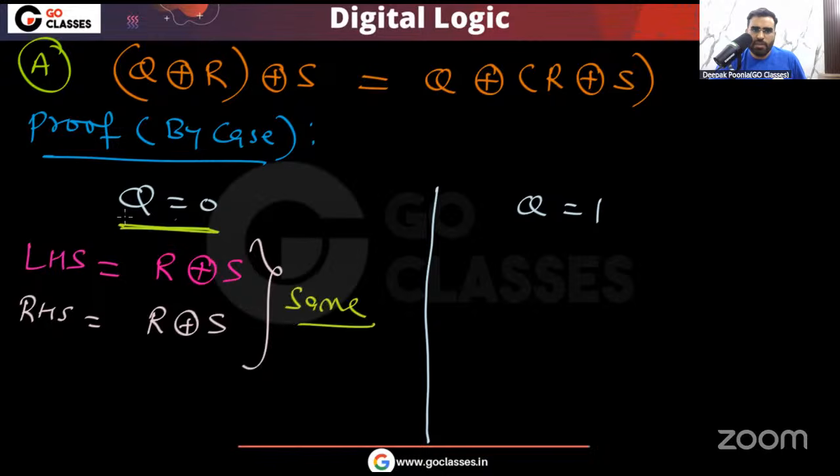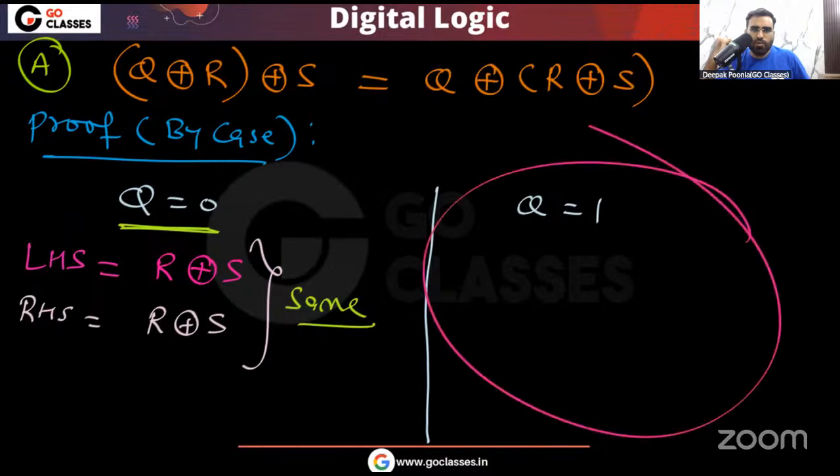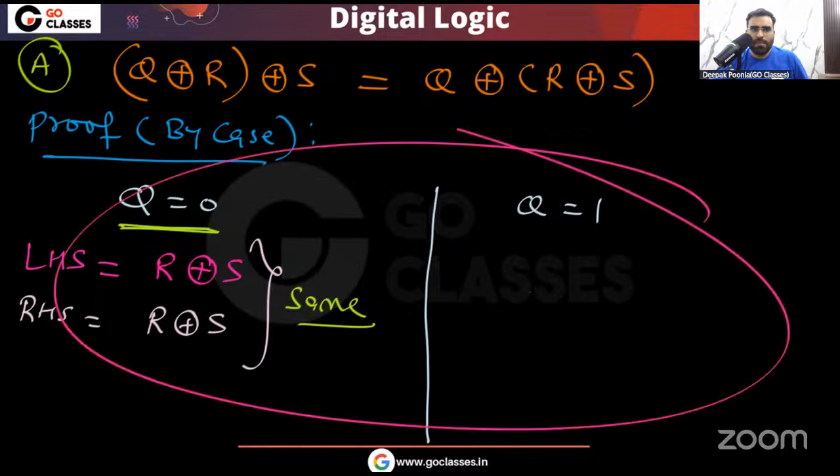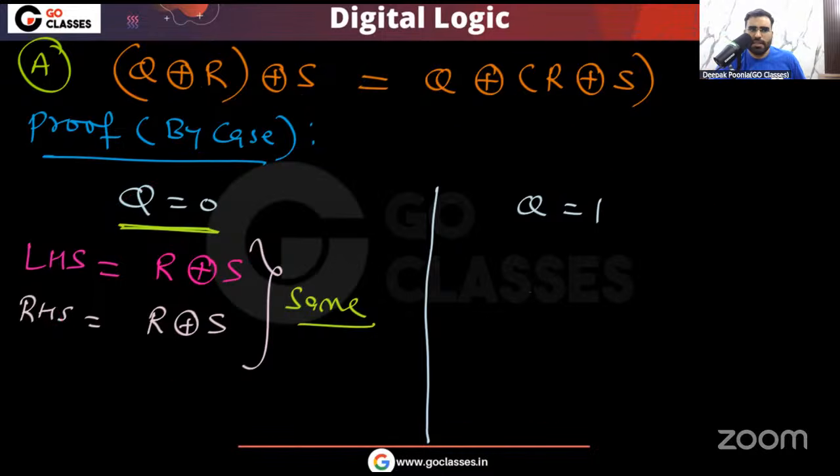But remember, only in this case we have checked. So far we did not check what happens when Q is equal to 1. But I can say that when Q is equal to 0, then LHS and RHS are basically equal. And remember, Q is a Boolean variable, so either Q will be 0 or Q will be 1. And remember, when can I say two expressions are equal? Two Boolean functions, two Boolean expressions are equal if and only if in all the cases they are equal. So if I can prove that when Q equals 1, then also LHS and RHS are equal, then I can say that in all the cases LHS and RHS are equal. So I can say they are basically equal.